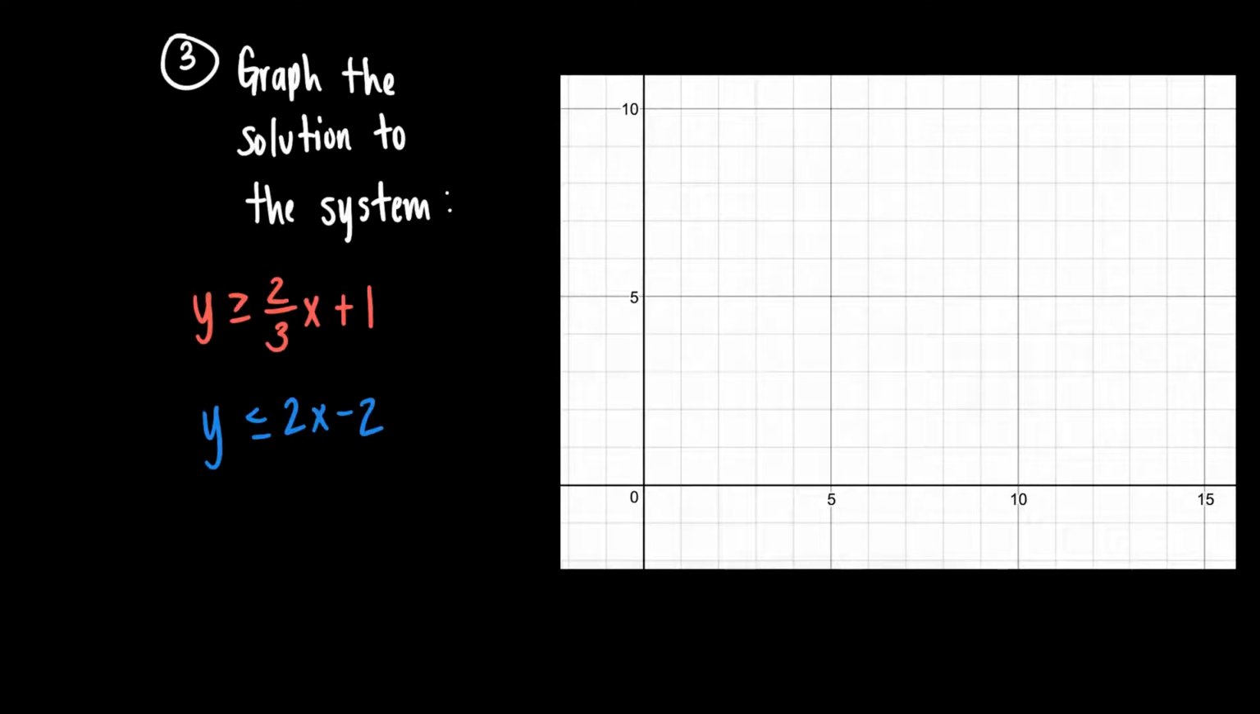All right, so the red one, y is greater than or equal to 2/3 x plus 1. So we have 1 here, and we're going to go up 2 over 3, because that's the slope. So we'll go up 2 over 3, up 2 over 3, up 2 over 3, and so on and so forth. And we'll go ahead and draw this line. It's going to be a solid line because it's greater than or equal to. Okay, so here's this line.